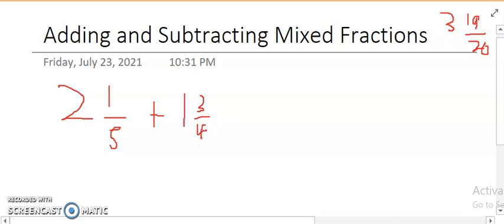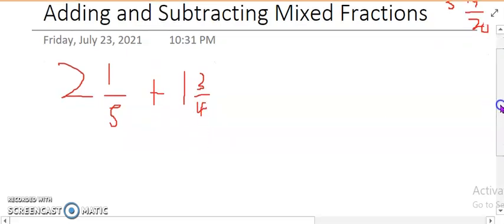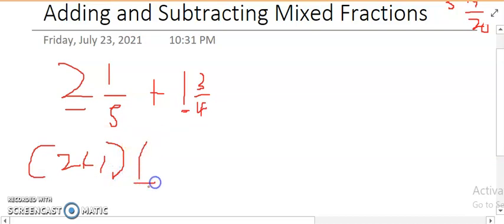So now, how I was taught was that you take the mixed numbers, that's 1 and 2, away. So you put them in a bracket like this: 2 plus 1. Just put that in a bracket, and then we have 1 over 5 plus 3 over 4. Okay?